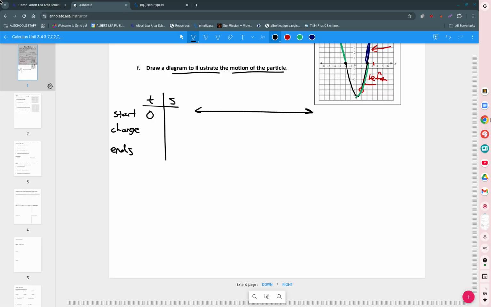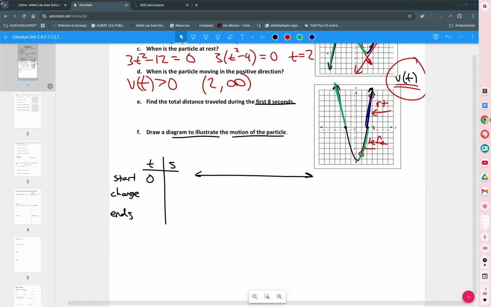It changes direction when the velocity changes from positive to negative or from negative to positive. Does the velocity change from negative to positive or positive to negative ever? At what value? At 2. When are we ending the motion of the particle? At 8. So I've gathered my important times: where it starts, where it ends, and where it changes direction.